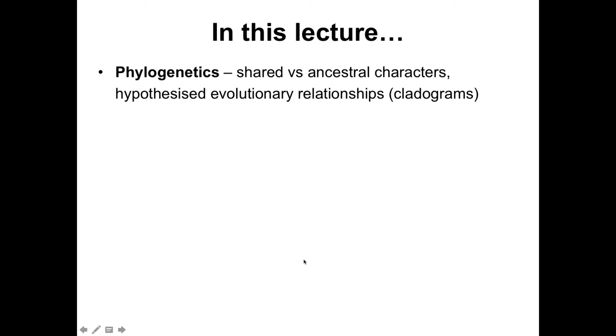Right, so let's get on to the first lecture. What's in this lecture? First of all, we're going to talk about phylogenetics. We will discuss the topic of shared versus ancestral characters. Characters means a trait, a feature of an animal or an organism in general. And phylogenetics is all about hypothesized evolutionary relationships, which are what are described by cladograms.